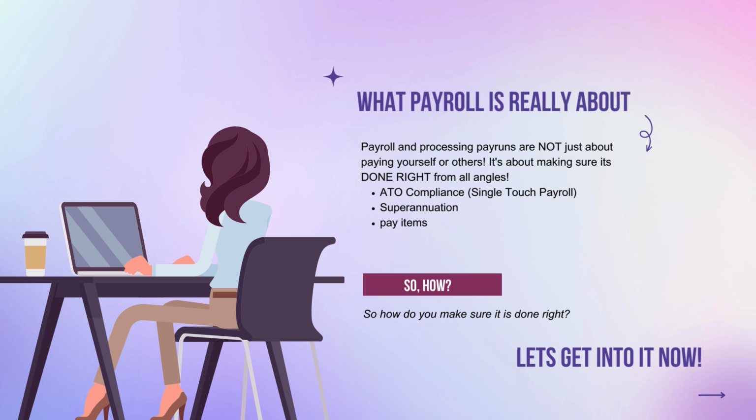Now, let's get into what payroll is really about. Payroll and processing pay runs are not just about paying yourself or others, it's about making sure it's done right from every angle. So, there's the ATO compliance angle through Single Touch Payroll. There is the superannuation, automation, and obligations, when you're meant to pay and if you don't pay. There is also the pay item categories, so they link into the ATO through the Single Touch Payroll system. So, how do we make sure it's done right? Let's get into it right now.